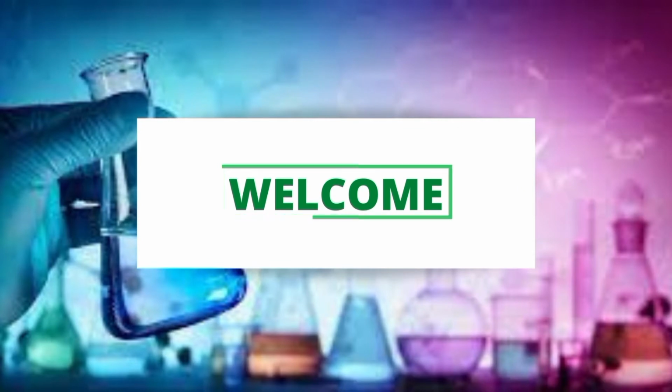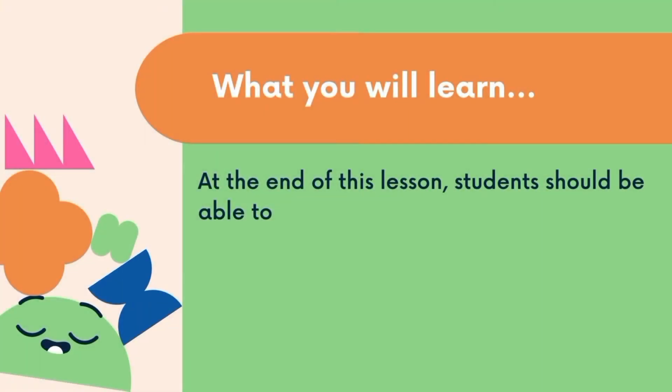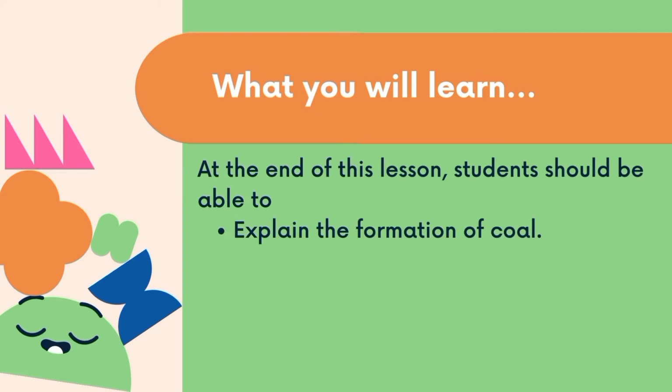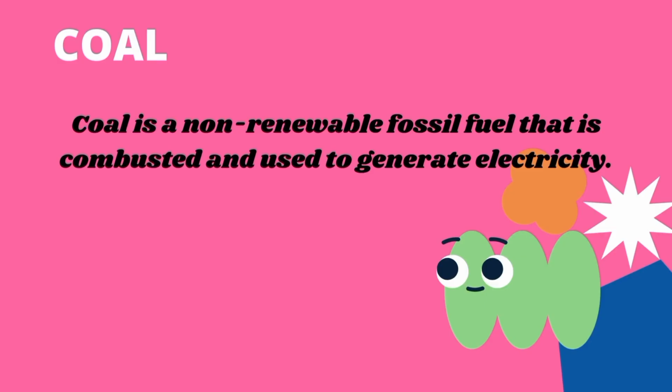In my last class, I talked about amorphous allotropes of carbon. Today, I will be talking about coal and we'll be focusing on the types of coal. So, at the end of this lesson, students should be able to explain the formation of coal, list the different types of coal, and give the possible uses of the different types of coal. So let's start with coal.